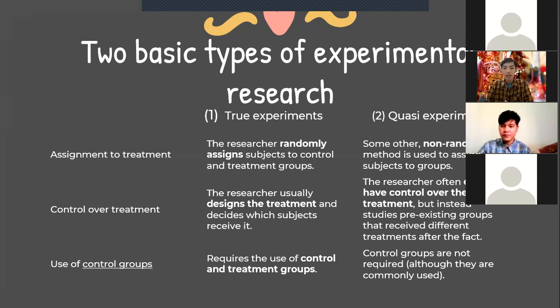And then for the use of control groups, true experiments require the use of control and treatment groups, but in quasi-experiments, control groups are not required, although they are commonly used. So in the article, we are focusing on the first type, the true experiments. So I will talk more deeply about the true experiments.